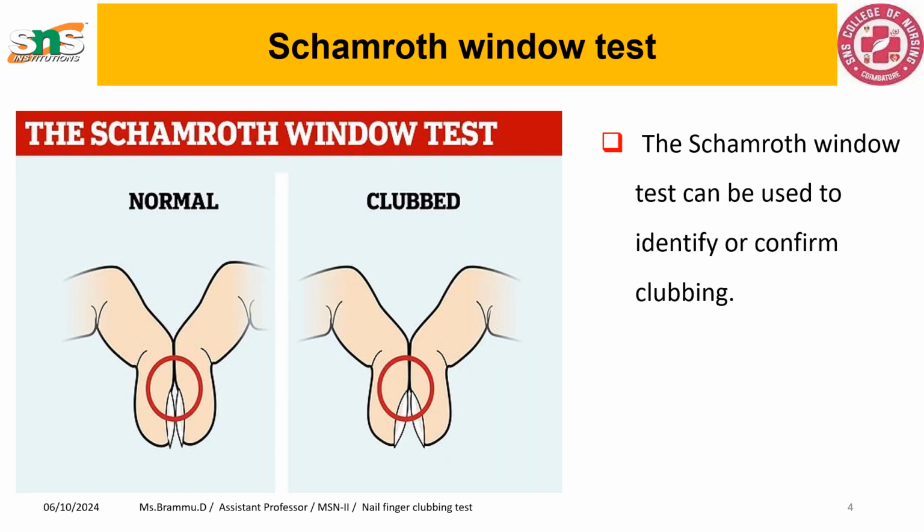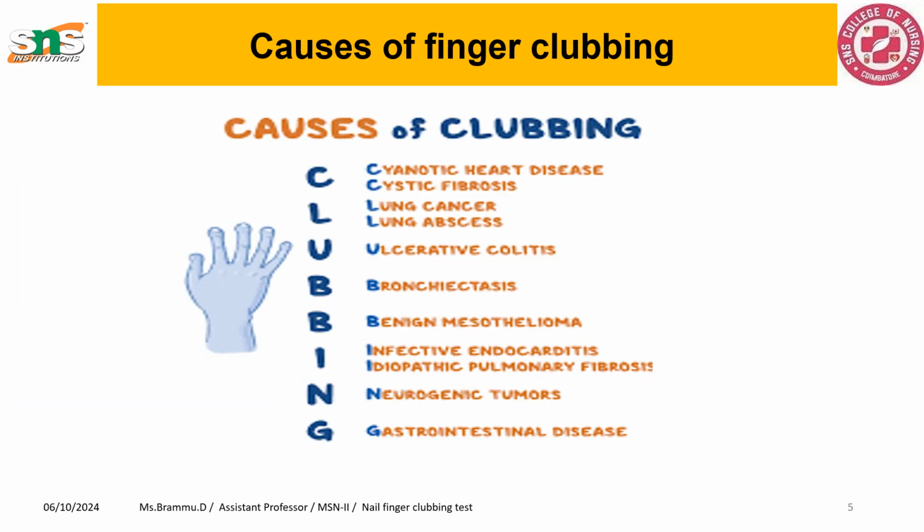In the first picture you can see the normal window, a diamond shaped window. Whereas in the case of clubbed fingers, the Shamroth window is totally lost. So you call it window absent, which is caused by clubbing of fingers, and which will be an indicator that the patient is suffering from either respiratory, cardiac or GI disturbances.